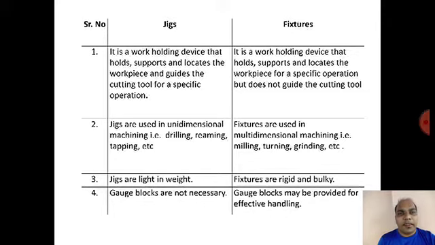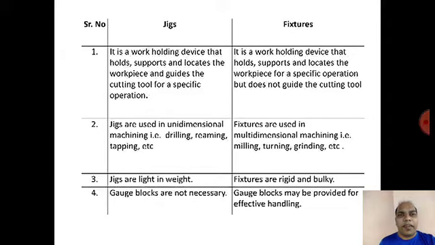Now over here, jigs are lighter in weight, whereas fixtures are rigid and bulky. Gauge blocks are never necessary in a jig, whereas gauge blocks may be provided for effective handling in fixtures, because jigs are generally a box-like structure that will hold a component. You have to understand the basic difference: a jig will enclose a component, whereas onto a fixture you have to fix a component.